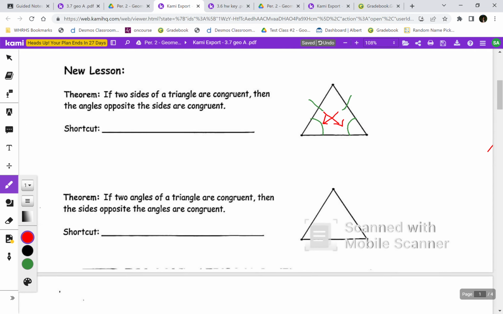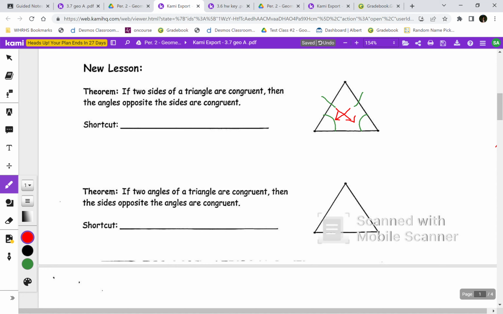All right, the shortcut for this that we are going to write in proofs is going to be: if, and now you draw a picture of a triangle with the legs congruent. You write the word then. And now you draw a picture of a triangle with the base angles congruent. So if the legs are congruent, then the base angles are congruent.